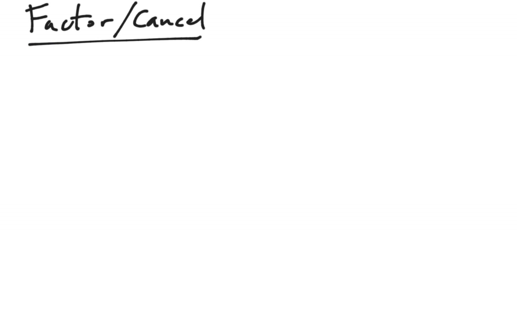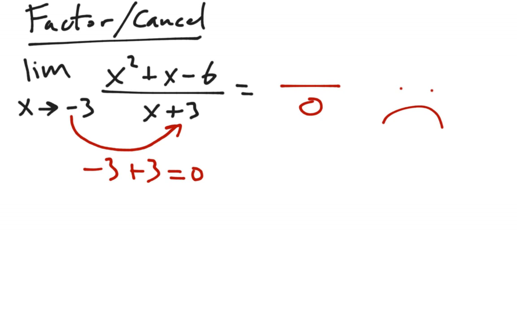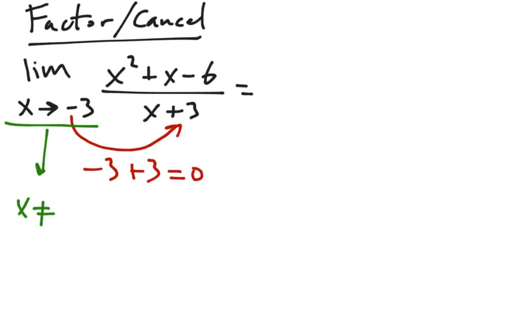The first thing you want to try if you get a problem where you're dividing by 0 is to try to do the factor cancel method. So here's a problem where that happens. Very clearly, we can see that if we plug in x equals -3, we get -3 plus 3, which is 0, and we get something over 0, which is bad. We don't want that. So we can use the fact that because this is a limit, remember that x does not equal -3, and that's going to allow us to do something very special. It allows us to factor the top of this equation.